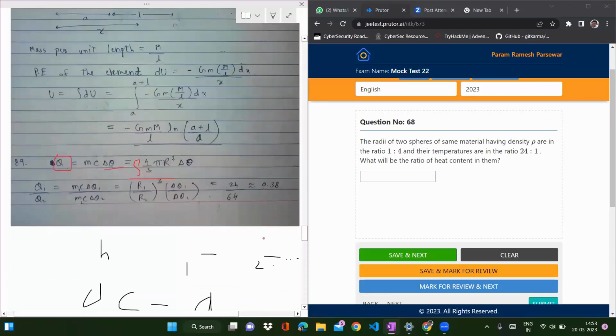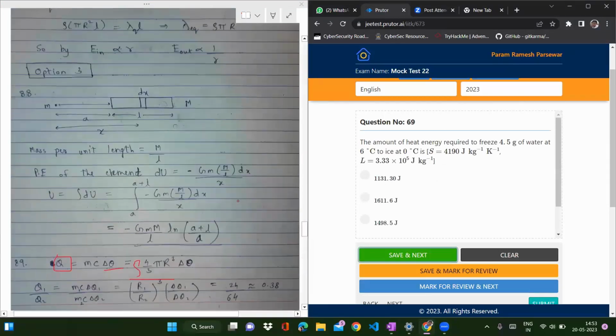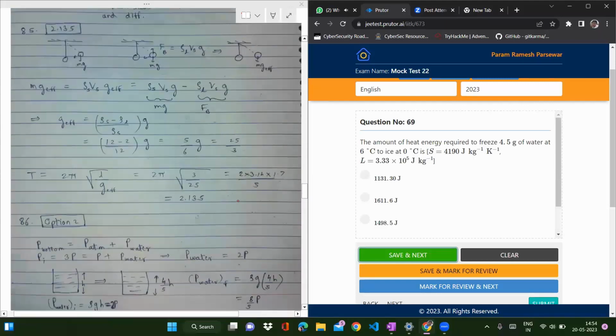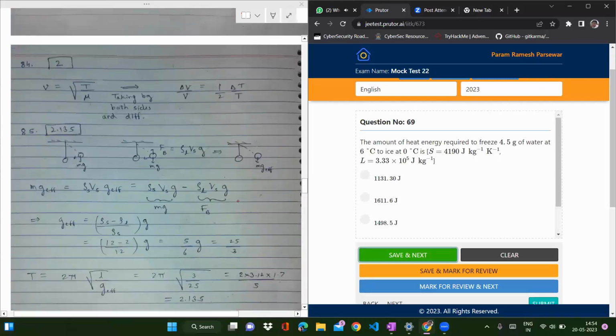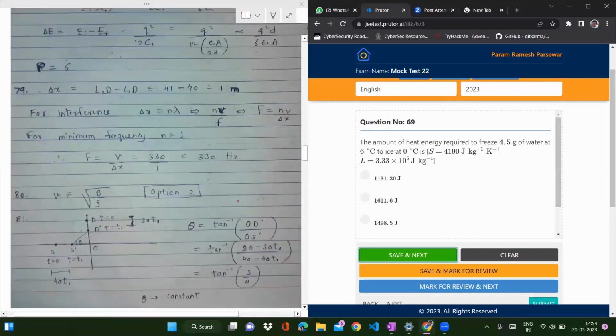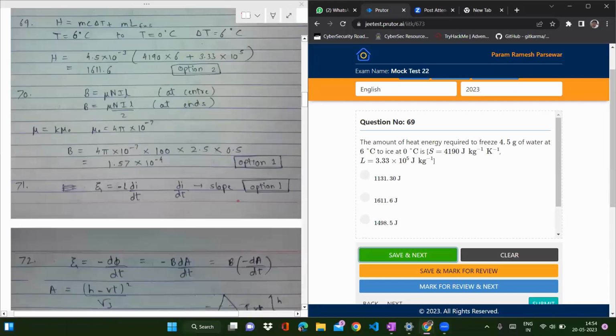It comes out to be 0.38 approximately. Now the next question asks the amount of heat required to freeze 45 gram of water at 6 degrees centigrade to 0 degree centigrade ice. So the change in temperature is from 6 degree to 0 degree, and then the formation of ice is there. So here it is H equals mc delta T plus m L fusion.